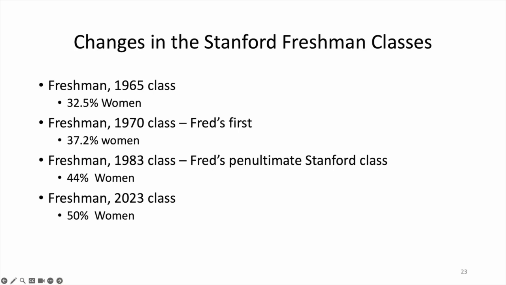Here you can see the changes in the class. In '65, it was about 32% women. Fred's first class was 37% women. His last class, 44% women. And now we're up around 40% women. And all of that has happened pretty naturally, as the students learn that we welcome women as well as men students.